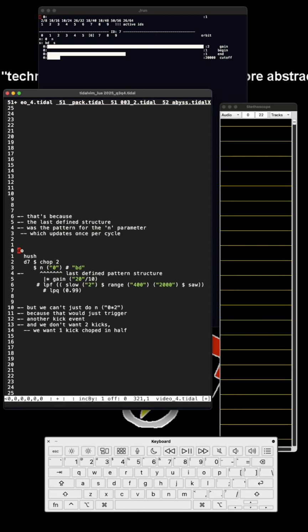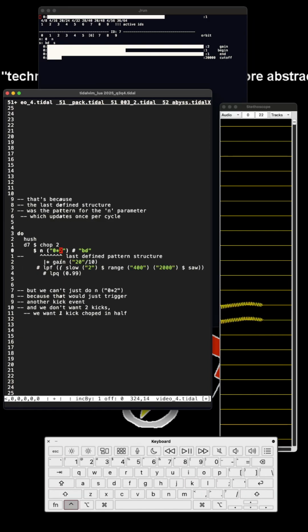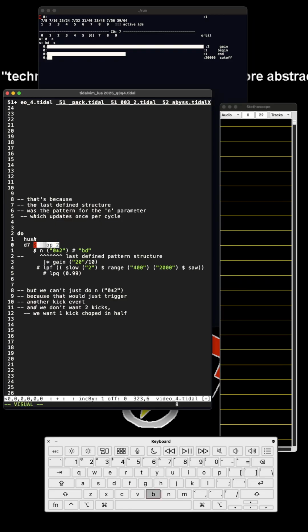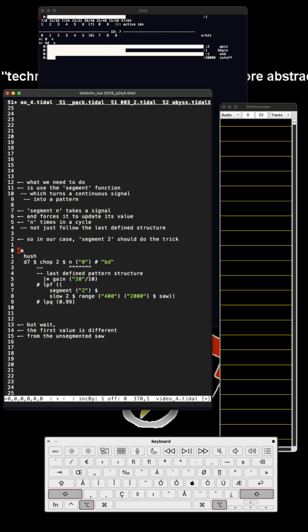So why is that? Because the last defined pattern structure only updates once per cycle. Like this does not count. This is the last defined pattern, and it's once per cycle. And to remedy this, we can't just do this, because this is a completely different pattern. This is 2 kicks, each chopped into 2 bits, whereas we want this to update over 1 kick chopped into 2 bits. So how do we go about doing that? We use the segment function.